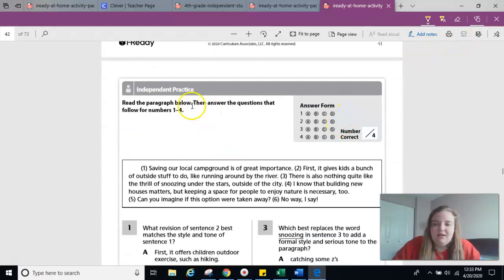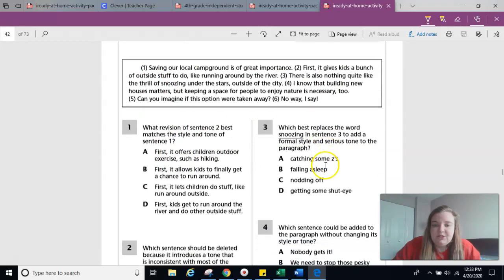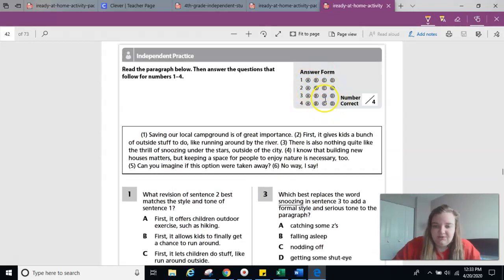Okay, on page 42, you are going to do the same thing and read this text right here, and you are going to revise the sentences, which means you are rewriting them to match the style that they want you to match it to, okay? There's 4 questions, fill in the answers.